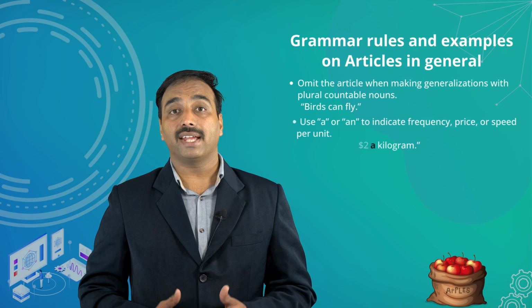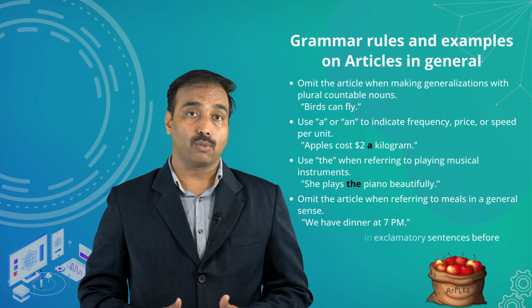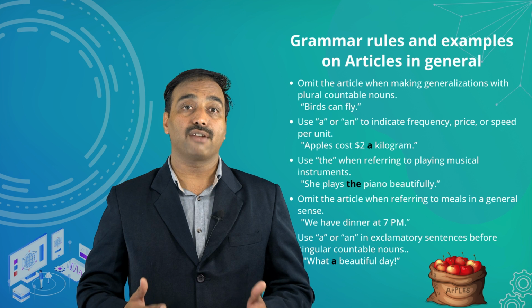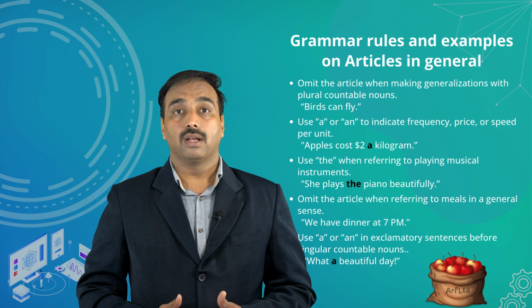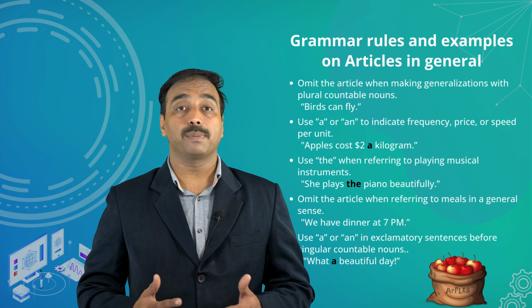Omit the article when making generalizations with plural countable nouns. For example, birds can fly. This refers to birds in general, not specific ones.